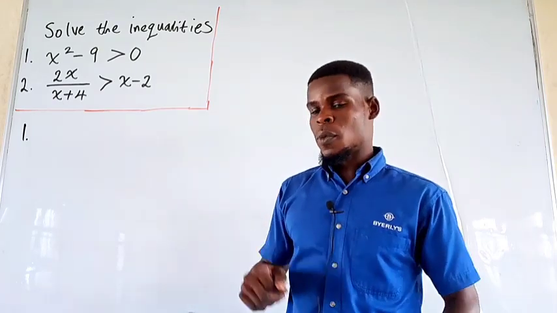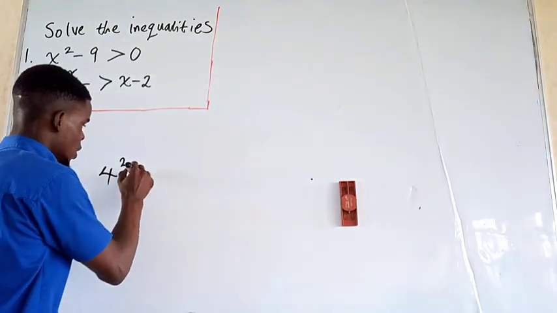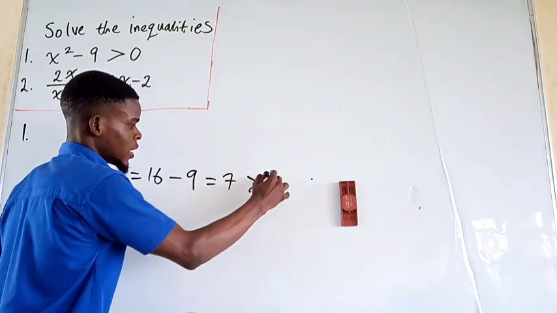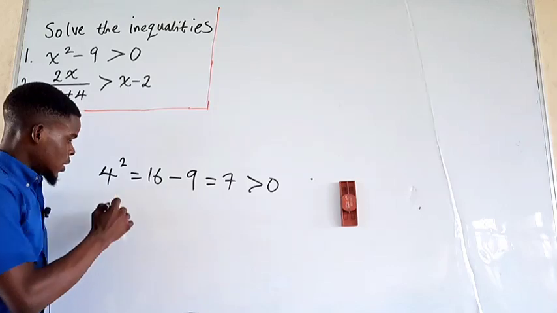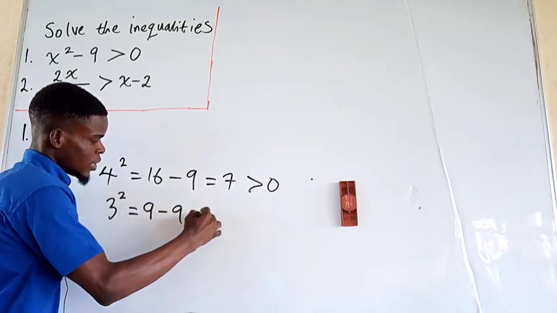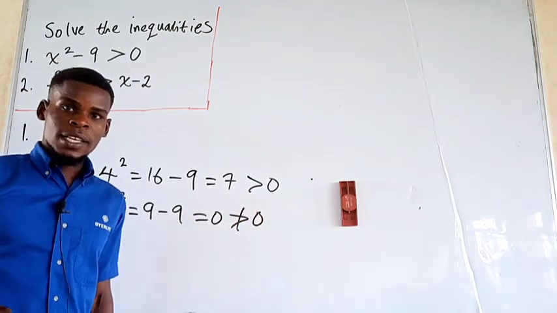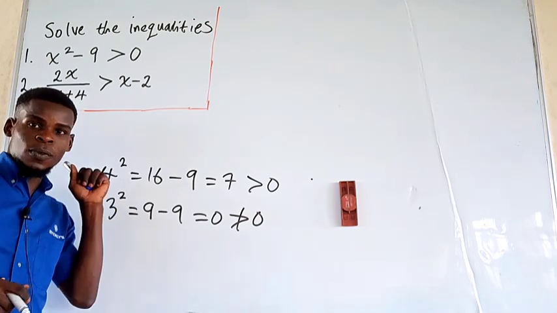Okay, for example, when we have 4 squared is 16, and 16 minus 9, this is 7, which is greater than 0. Alright, that is what we are talking about. Now, if we take 3 squared, we will have 9. 9 minus 9 is equal to 0. It is not greater than 0. Alright, so 3 is not going to be a good candidate for x.